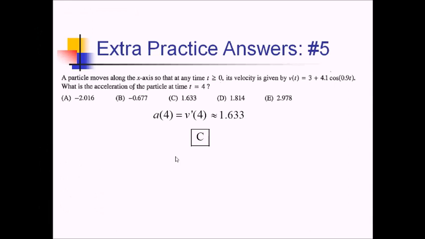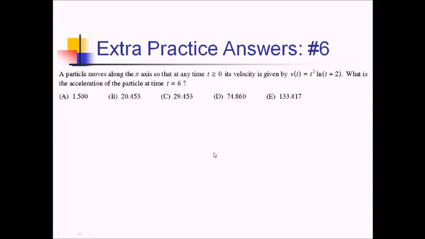Choice C. For this problem, we have a particle going on the x-axis with a velocity given by v of t equals t squared ln of t plus 2. Based off of that, we want the acceleration of the particle at time 6. So we're essentially just asking for v prime of 6 because acceleration is the derivative of velocity. So let's just plug that in the calculator.